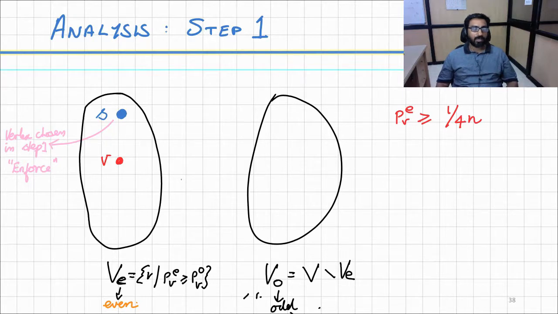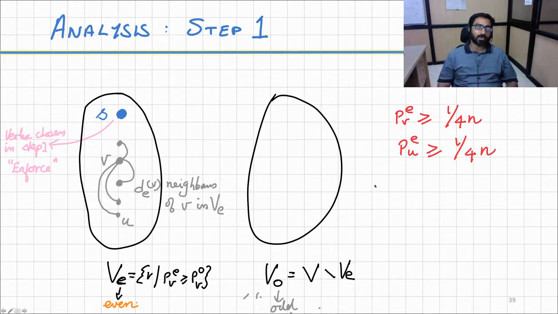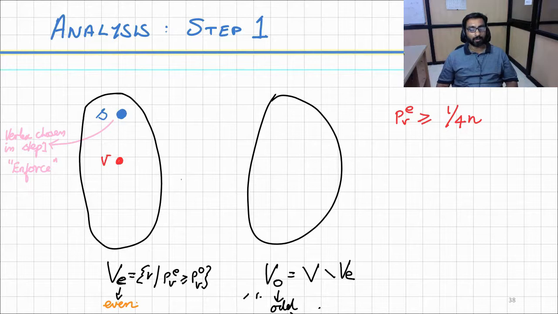But what do we know about V? Well, PV superscript E is at least 1 over 4n. Why? Well, without the E superscript, that itself is going to be 1 over 2n, and moreover we know that PV is equal to PVE plus PVO, and we know that on the left side PVE dominates, and so if you think about it, PVE must be at least 1/4 of 1 over n.